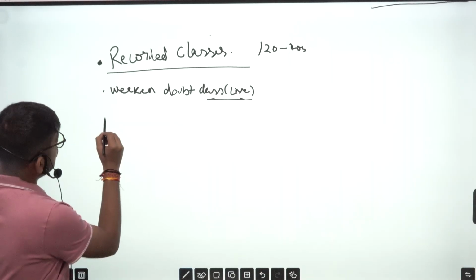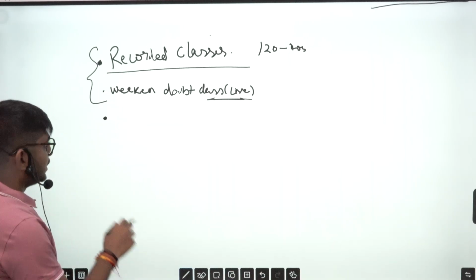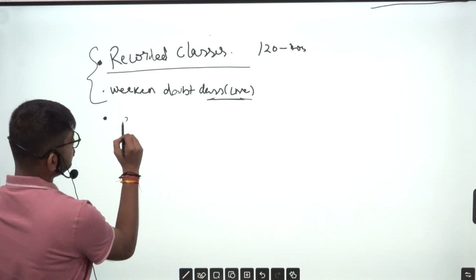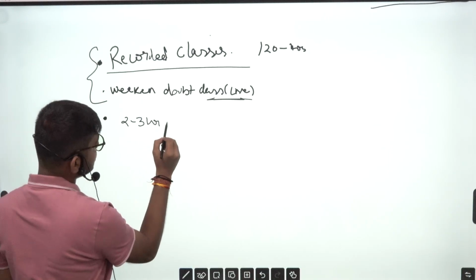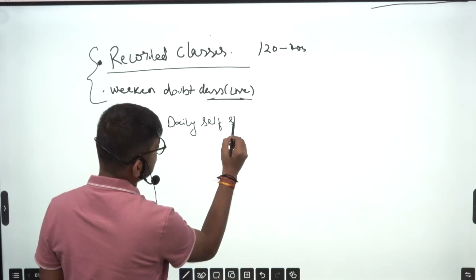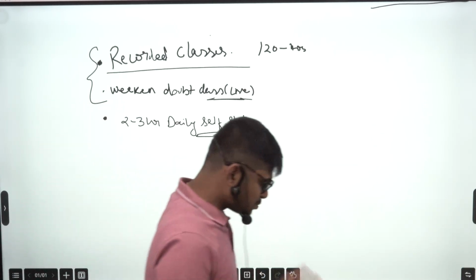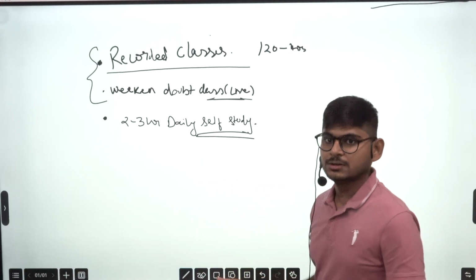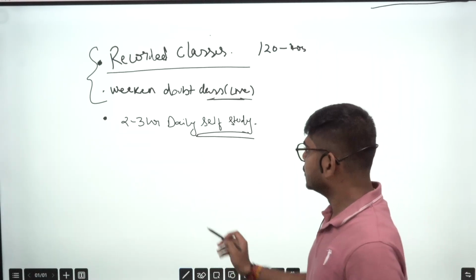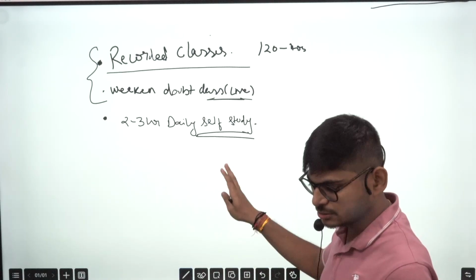Next, we are doing everything, but there are some things that we expect from you as well. I want you to give at least 2 to 3 hours of daily self study. Consistency is a must in an SP level paper. If you are not consistent, you will lag behind. So 2 to 3 hours of daily consistent self study is required.